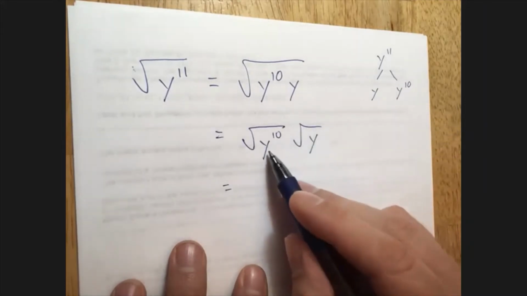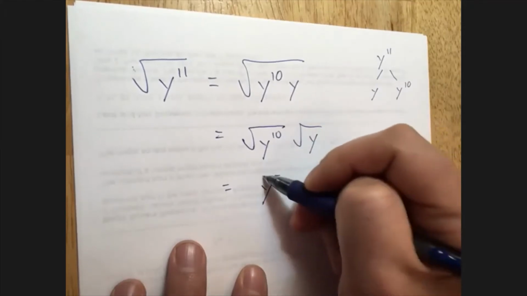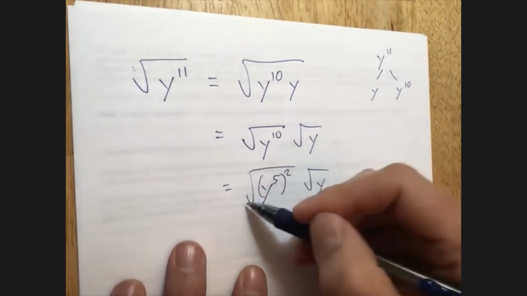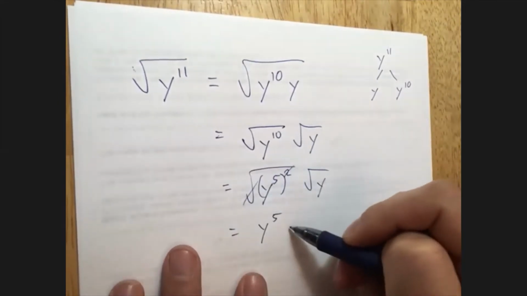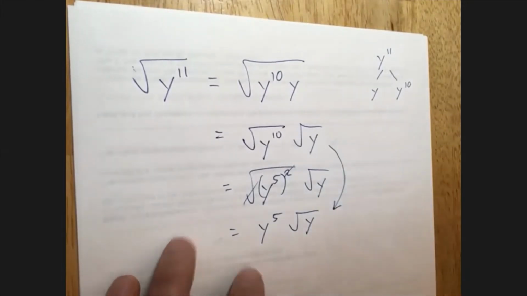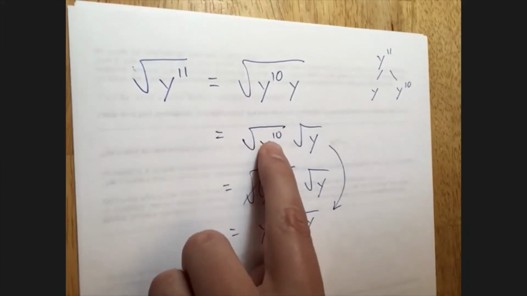So when I take the square root, I end up just dividing by 2. So you can either write this as y to the 5th squared. I'll do it that way for this one problem. And then those cancel off. So I get y to the 5th times root y. Or a lot of times I'll just skip that step and just go right to here, knowing that when I take the square root of something, you divide this number by 2.